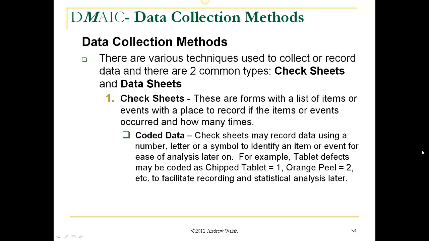Coded data. You can create check sheets that may record data using a number, letter, or a symbol to identify an item or event for ease of analysis later on. For example, tablet defects could be coded as chipped tablet equals 1, orange peel on a coating equals 2, etc. To facilitate recording, instead of writing chipped tablet down 20,000 times, you use a code, which also helps statistical analysis later on.